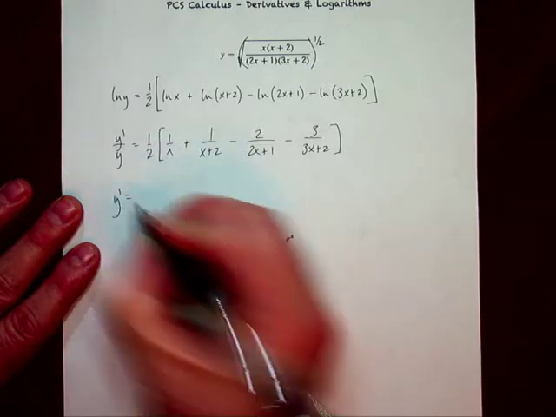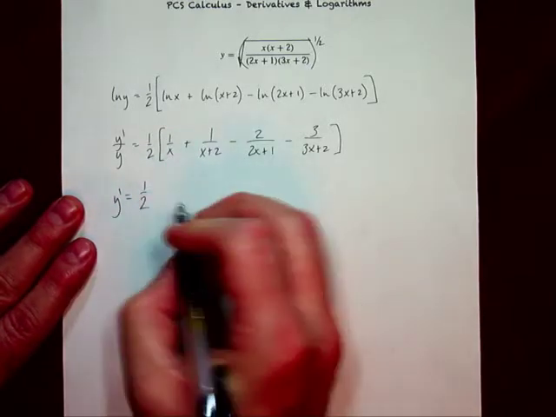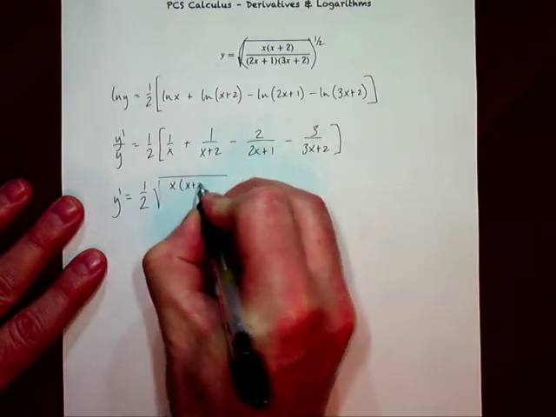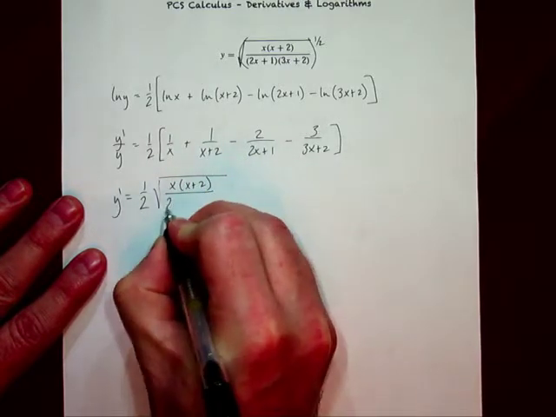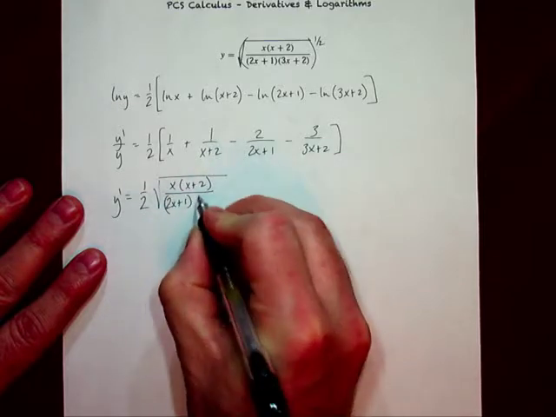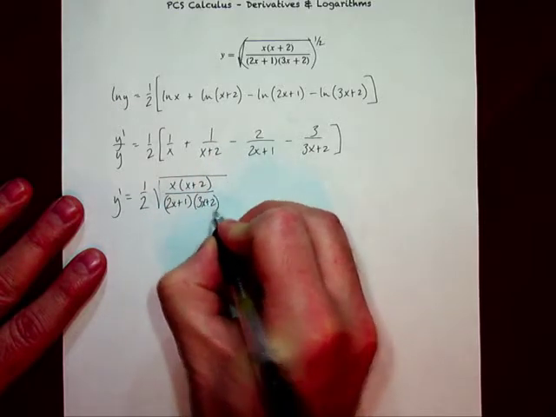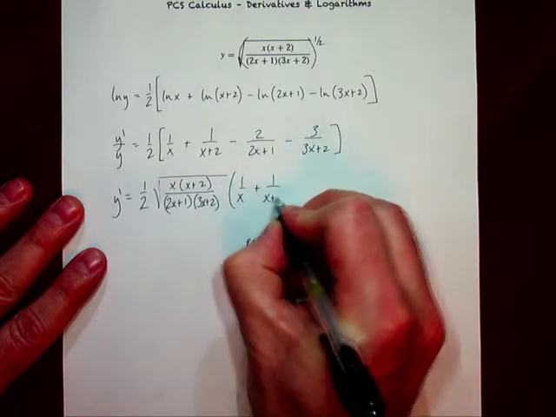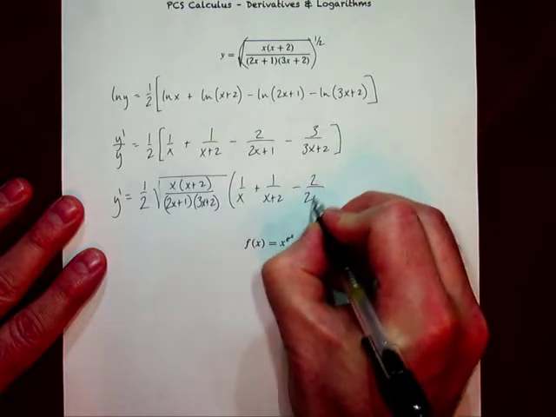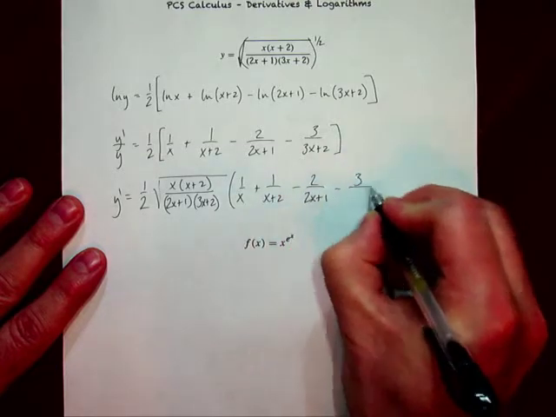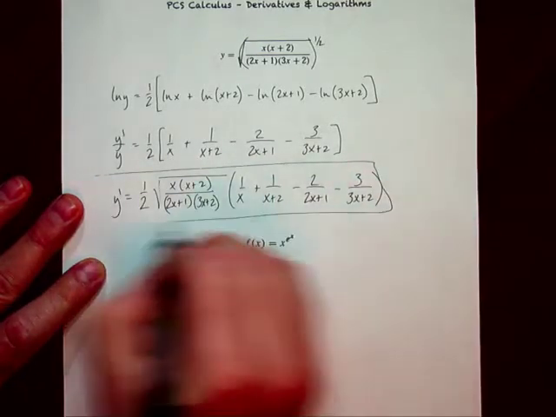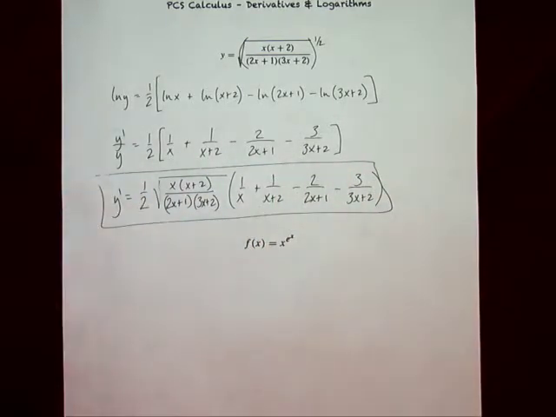Now, y prime just winds up being 1/2, and I can put it back into its radical form because I'm not going to do anything else with it. And if it was originally in that radical form, then maybe it's a good idea to leave it that way. And I have 1 over x plus 1 over x plus 2 minus 2 over 2x plus 1 minus 3 over 3x plus 2, and that monstrosity right there is indeed our derivative.